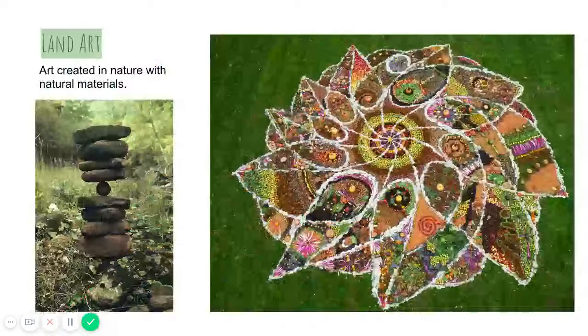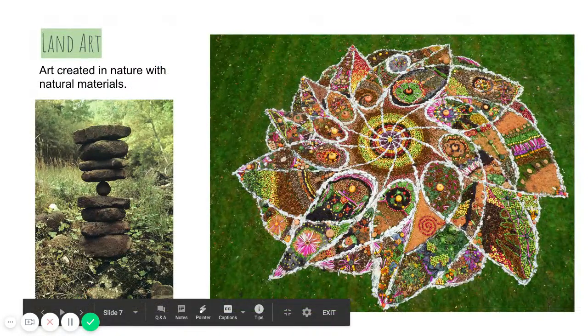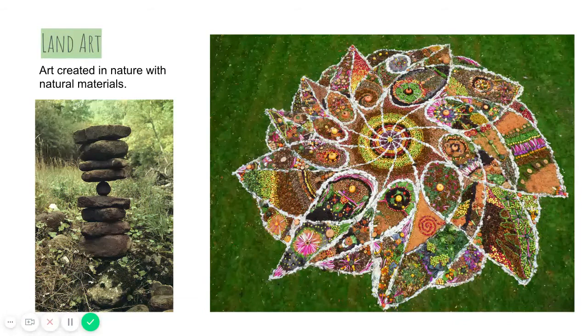Land art is art that's created in nature by using natural materials, right? So you have to take the materials you find in nature and you kind of reassemble them and use them to make another type of creation with. So for example, on the right over here is an arrangement of different colorful fruits and vegetables that are arranged in a pattern that create a nice artwork if you take a picture of it from above.